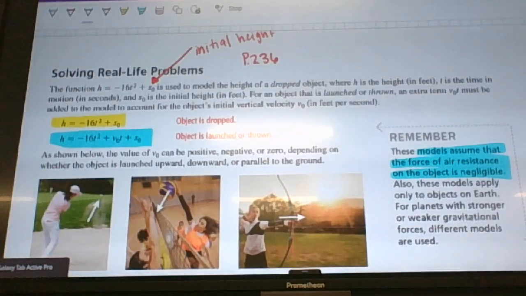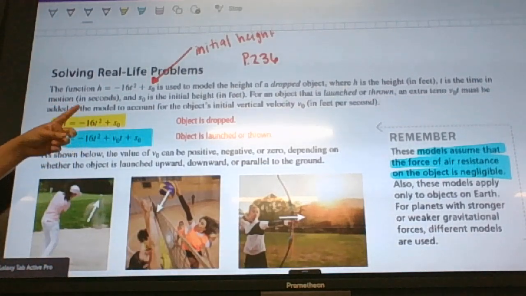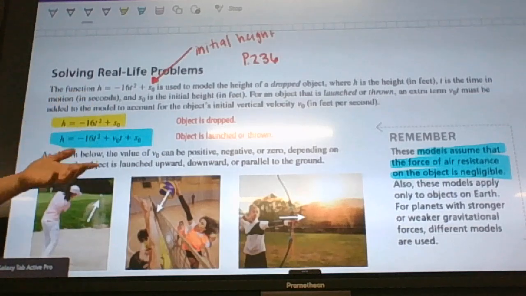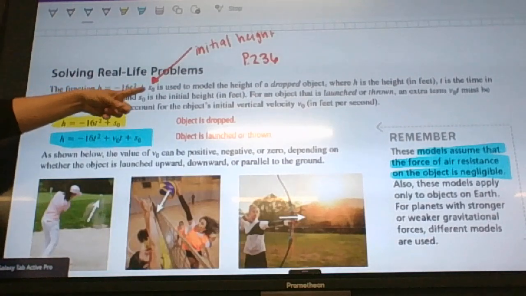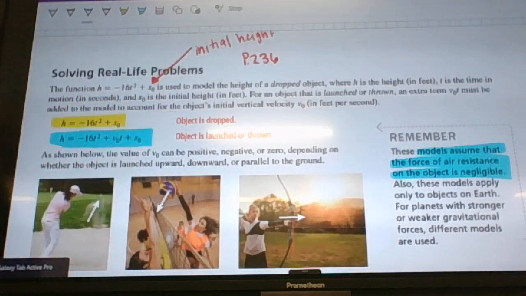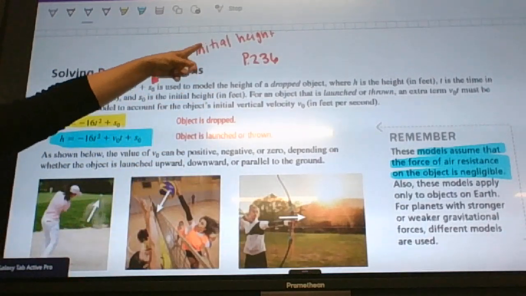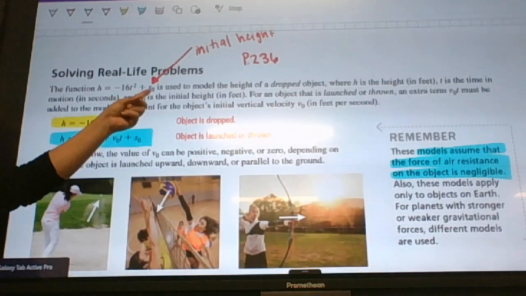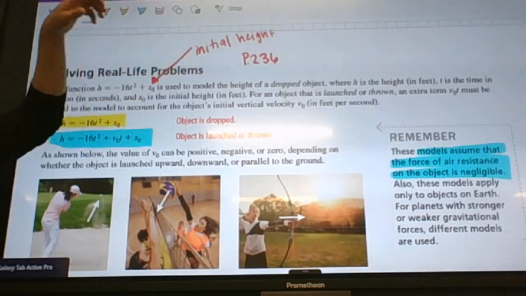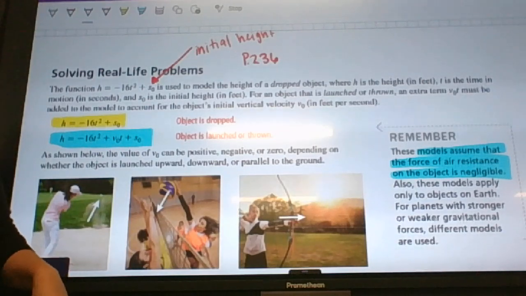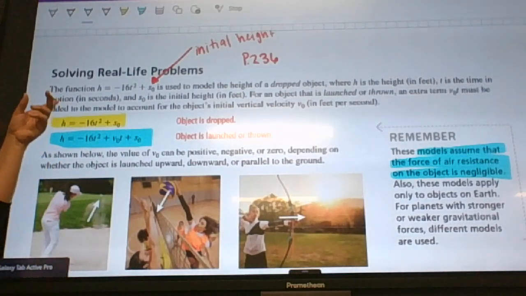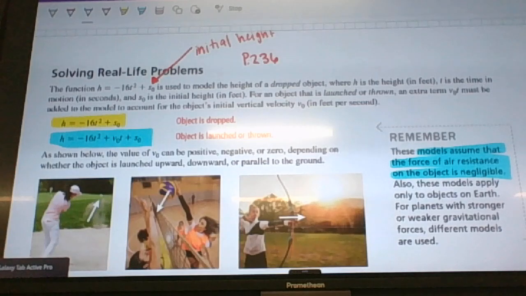Okay, so when an object is dropped, this formula will tell you how long it takes to hit the ground. This is it. The function height equals negative 16t squared plus s0 is used to model the height of a dropped object. I like to label this. S sub 0 is the initial height. That's where it starts when it's getting dropped. H is the height in feet. T is the time in motion. How long is it in the air? And s sub 0 is initial height.